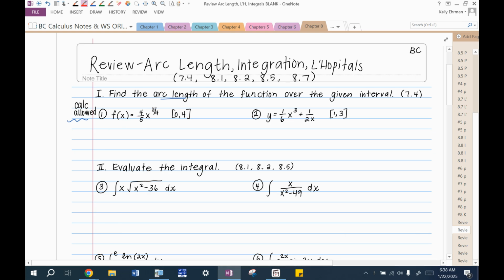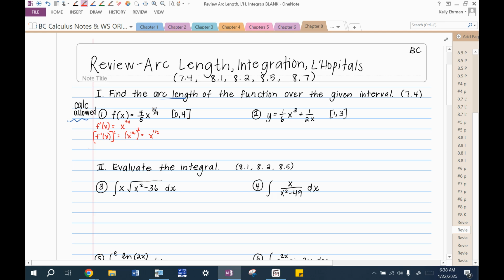Okay, so anyway, this is f of x equals or y equals. We need f prime of x or dy dx. So 4/5 times 5/4 will be 1, and then this will be x to the 1/4 if I subtract 1 from the exponent. And then the formula calls for f prime of x squared. So when you raise x to the 1/4 to the second power, you multiply your exponents, you get x to the 1/2.